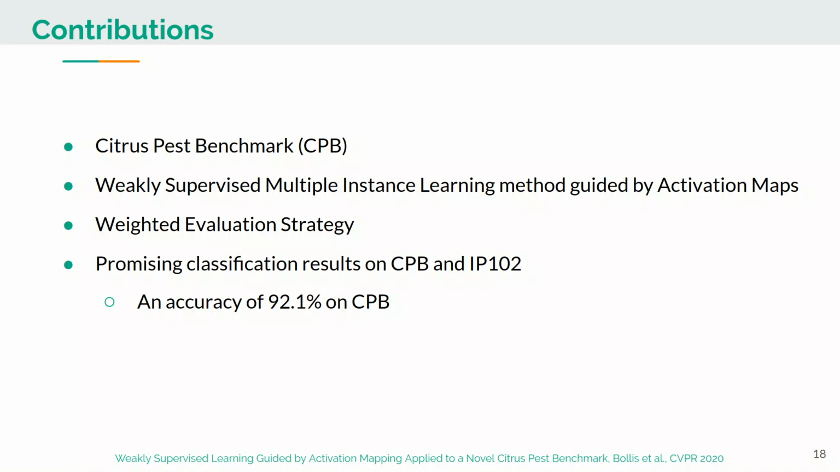Concluding, as main contributions, we collected a citrus pest benchmark using mobile devices coupled with magnifying glasses, created a weakly supervised multiple instance learning method guided by activation maps, developed a weight evaluation strategy for the instances, and achieved promising classification results on CPB and IP102 datasets, including an accuracy rate of 92.1% in the binary classification task on CPB.